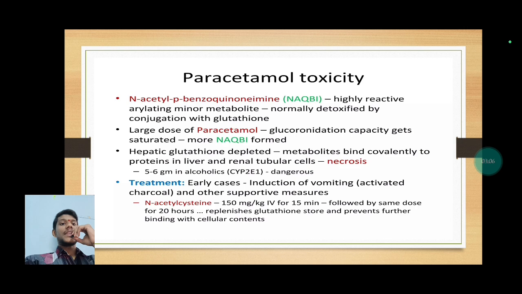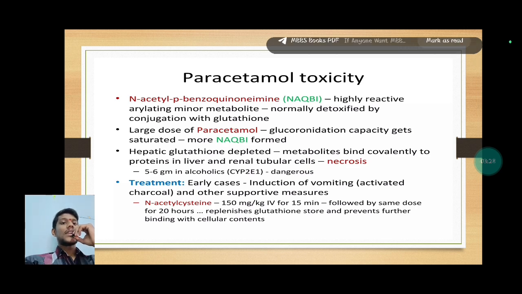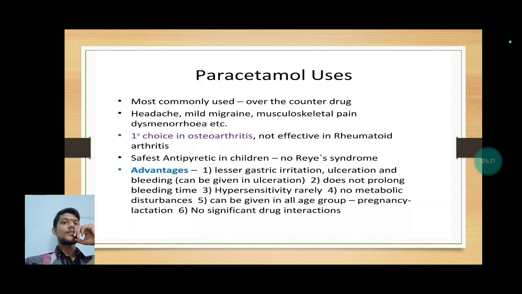Treatment. In early cases, induction of vomiting, activated charcoal and other supportive measures. N-acetylcysteine 150 mg per kg IV over 15 minutes followed by the same dose over 20 hours. It replenishes the glutathione store and prevents further binding with the cellular content.